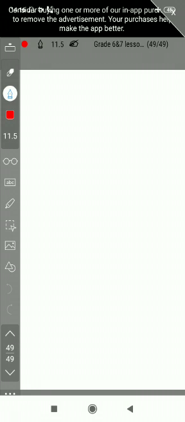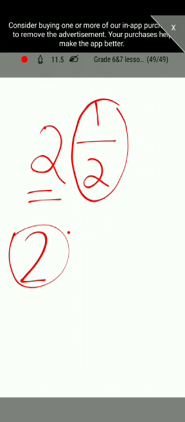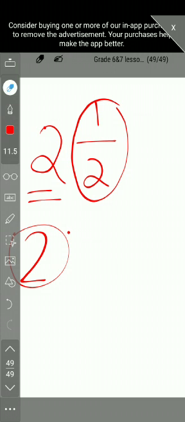Now if you have a number with a whole, a mixed number, like if you have 2 whole 1/2, now the value of this 2 is 2 ones or 2 whole. For example, if you have eaten 2.5 pizzas, this 2 shows that you have eaten 2 whole pizzas, and after that, this fraction you can write in the form of a decimal. So how are you going to write this fraction 1/2 as a decimal?